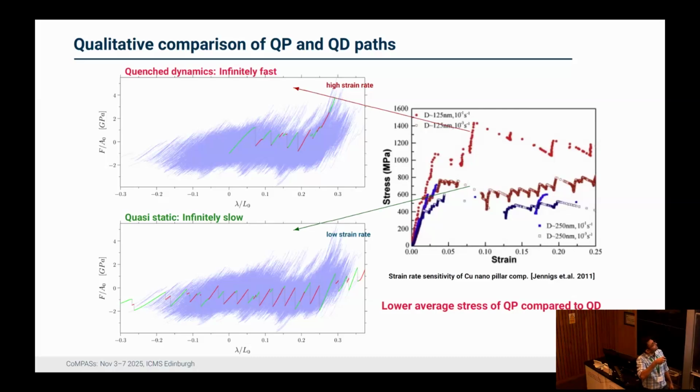And then in the quench dynamics path, it is like the system is frustrated in a state. It cannot jump out of it because you are driving it at a very high loading rate. And so the average stress is very high. So these are the two extremes. Now, everything that is interesting lies between these two extremes. And of course, we are able to qualitatively explain this behavior.